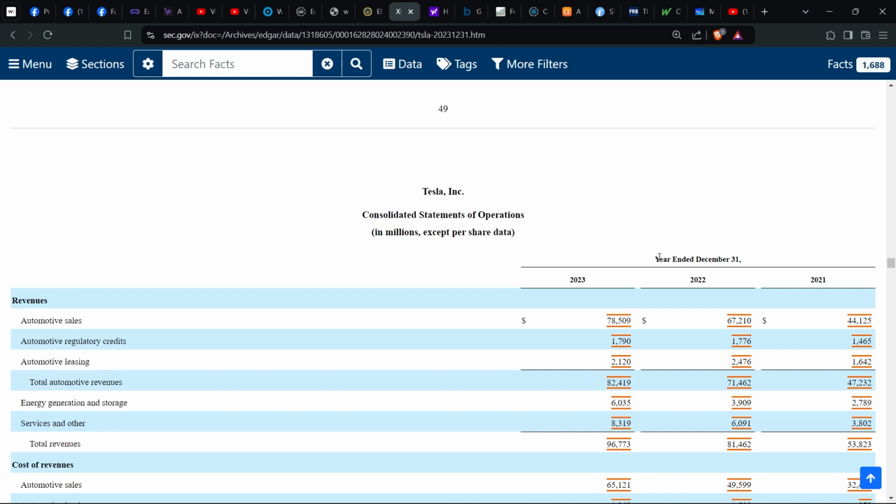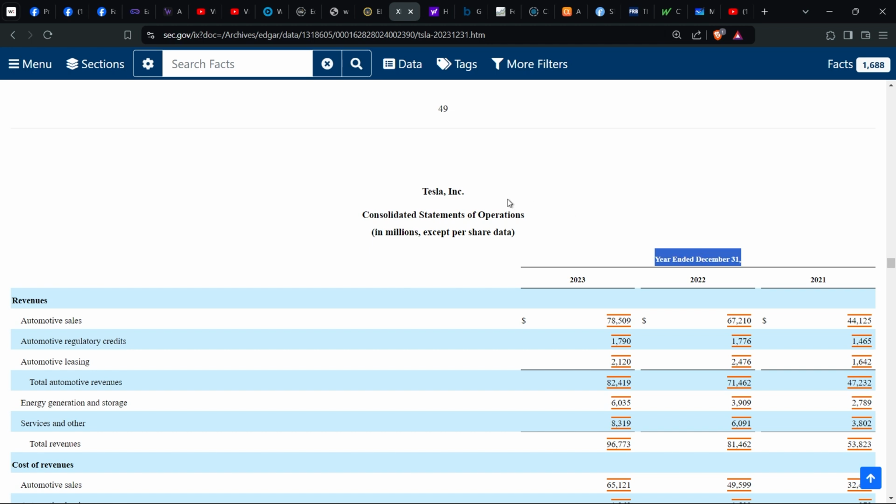All right, this is an annual report, so it's going to show for the year ended December 31st. So this is from January to December 31st, 2021, January to December 31st, 2022, and January to December 31st, 2023. So this is periodic. The statement of operations shows the operations of the company within a certain period of time, but the balance sheet shows the assets and liabilities of a company at a specific point in time.